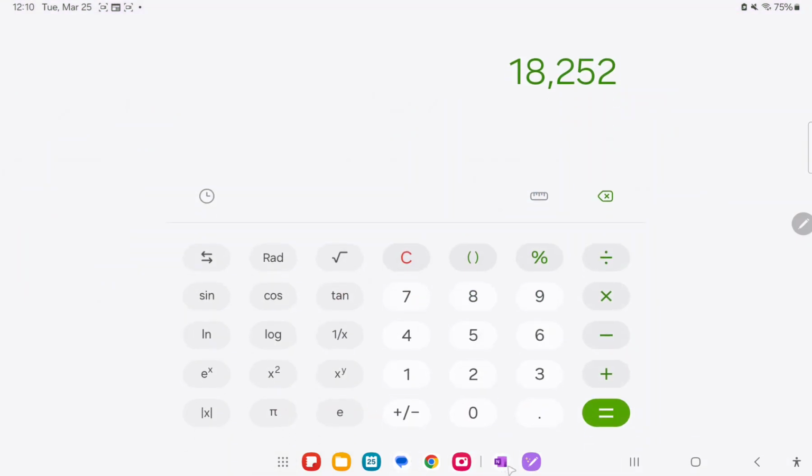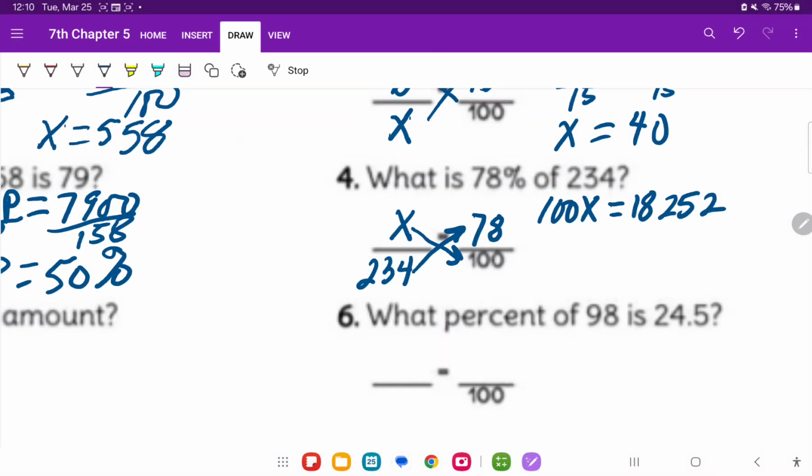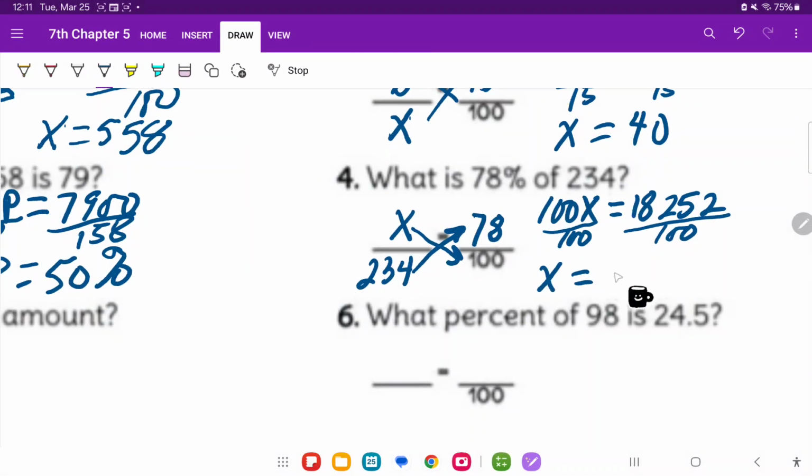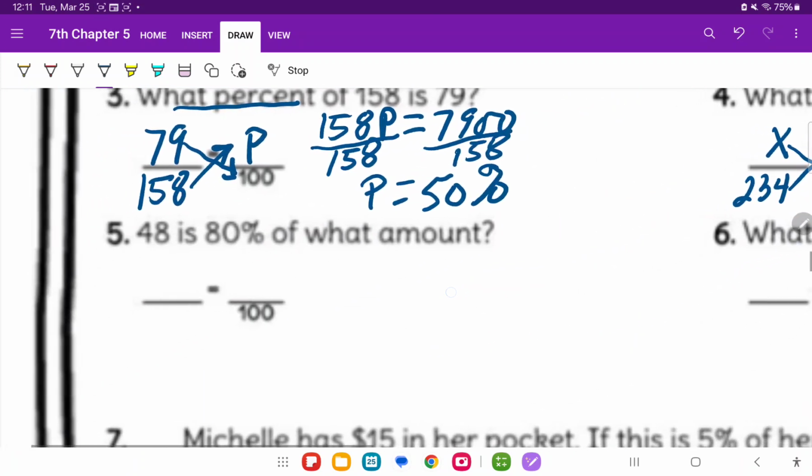Let me just make sure. Yep. 18,252. Then we'll divide by 100. So x will equal, all right, let's go over here and say divided by 100, 182.52. All right, so then let's go to number 5.